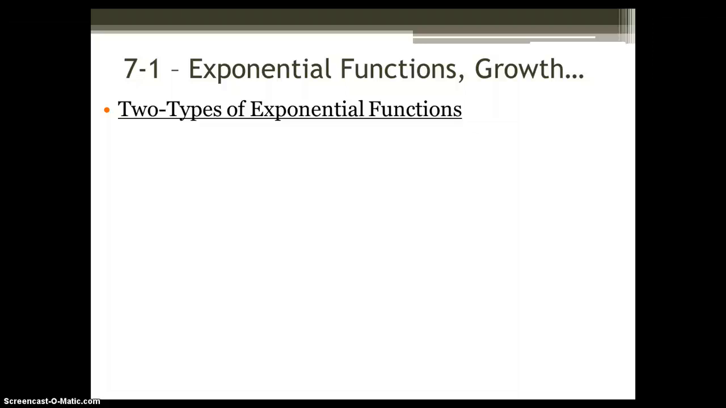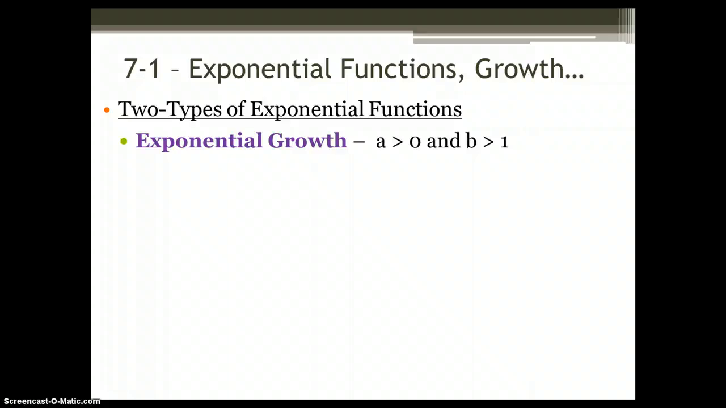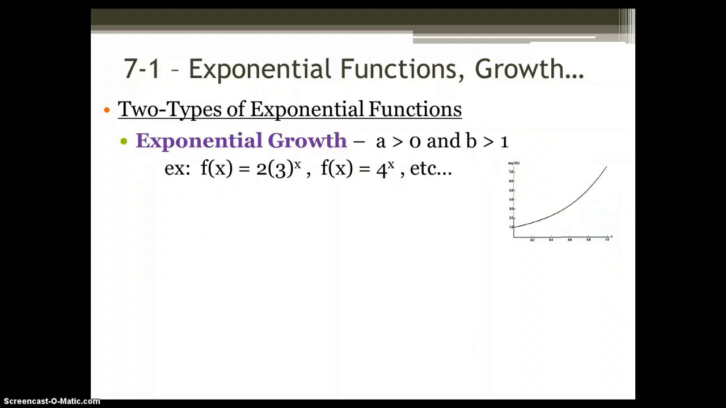There are two types of exponential functions. The first type is called exponential growth. Your a value has to be strictly greater than 0 and b is greater than 1. Examples of exponential growth functions are this. The graph we've already seen before in the lab example. It looks like this. When looking at the graph, we can talk about what's called the end behavior.